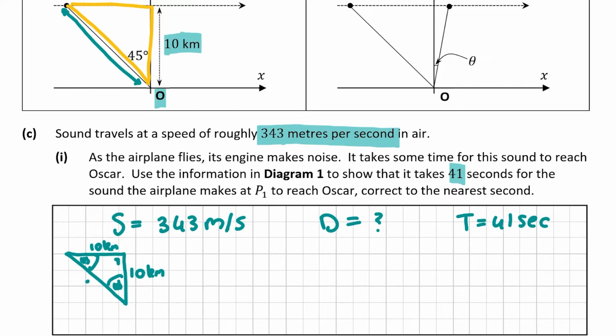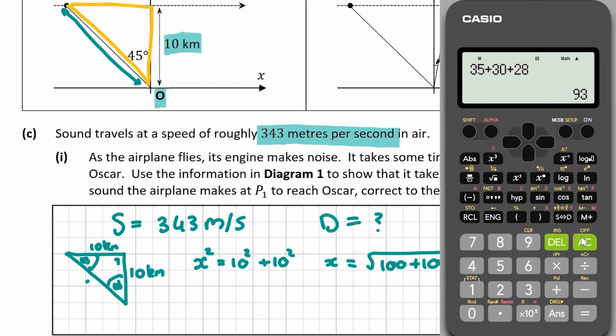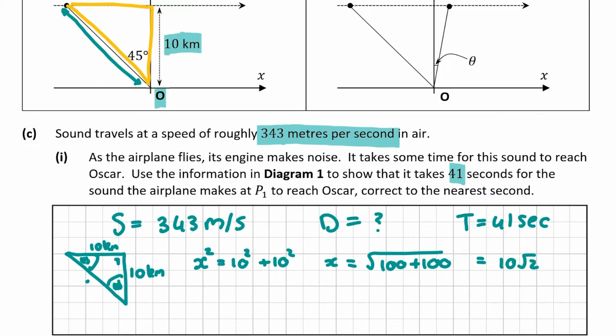So we'll call that x. So x squared is equal to 10 squared plus 10 squared. So x is equal to the square root of 100 plus 100. So that's 200. So x is equal to, and I'll pop this into my calculator, 10 root 2, and that's kilometers.